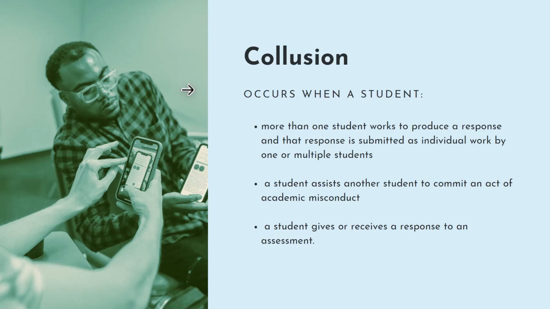Collusion also occurs when a student helps another to commit an act of academic misconduct, or if a student gives a response to an assessment or an exam to someone else, or if a student receives a copy of an assessment task answer from someone else.